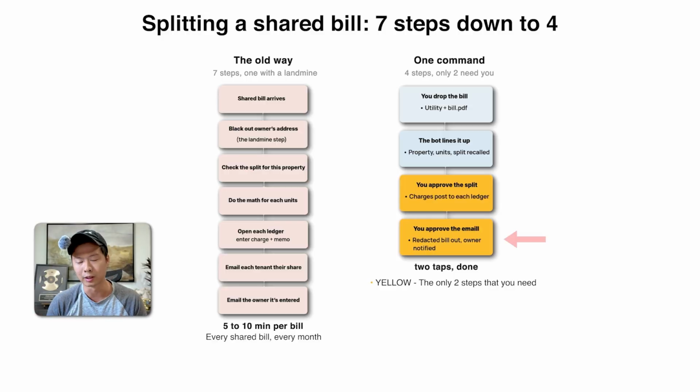So going forward, as soon as you bill the utility bills, it will actually remember exactly what the split is. And after that step, it's literally just another command for the AI agent to email out to the tenants and the landlords that this charge has been applied to your ledger. So as you can see, each invoice will take anywhere between 5 to 10 minutes, all the way down to literally just 2 taps.